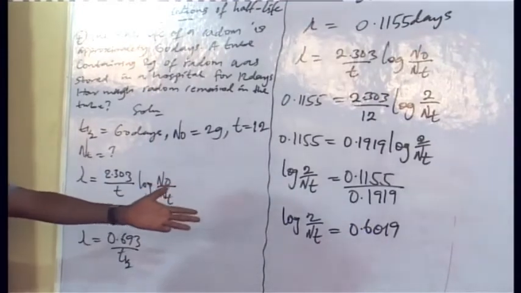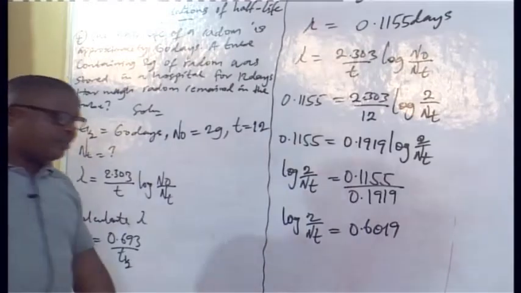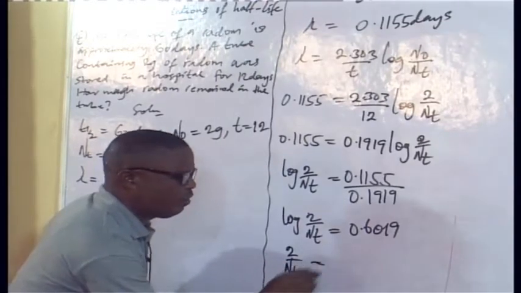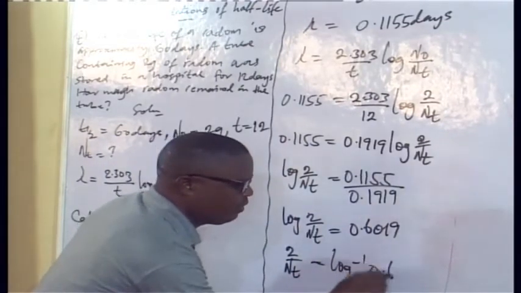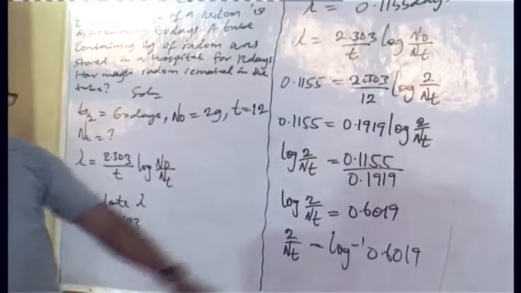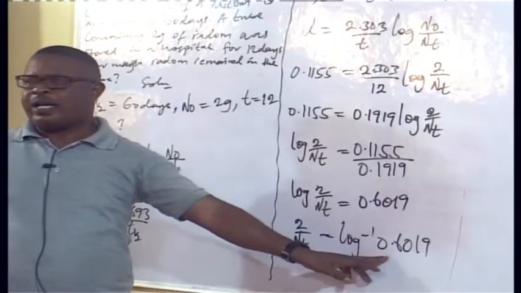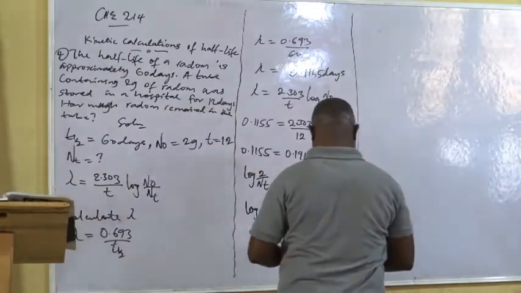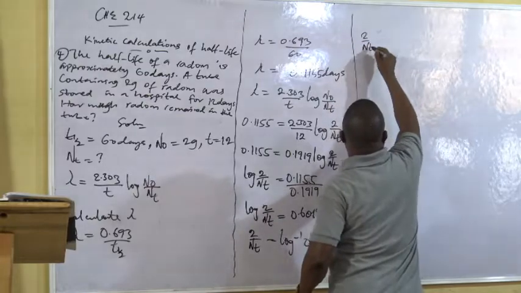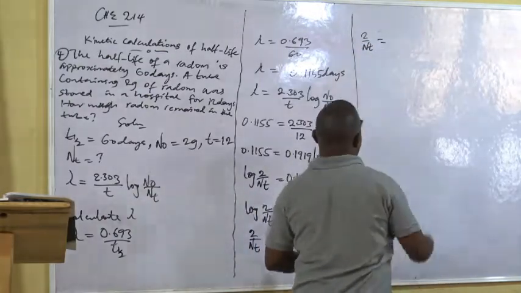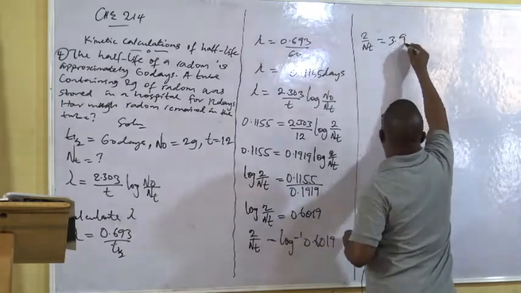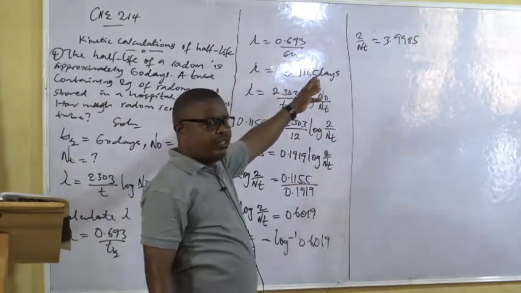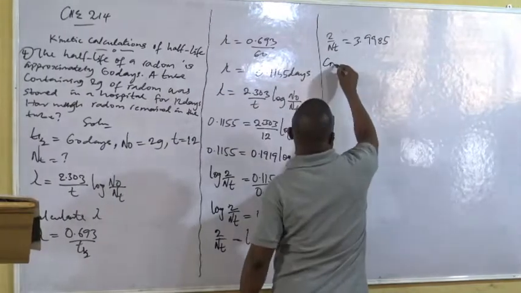At this junction, we are going to take the antilogarithm of both sides. That will give us 2 all over Nt is equal to arc log 0.6019. So we press the second function log of 0.6019. So 2 all over Nt will be equal to 3.9985. That is the second function log of 0.6019.